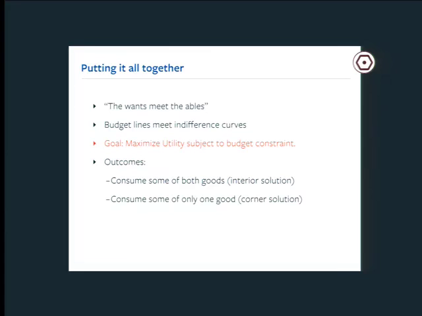So I'm going to draw this for you in 1 second, but there's a bunch of interesting scenarios that come out of this. For some goods, you consume some of both goods. Reese's and Hershey's, I consume some of both goods. I like them a lot.